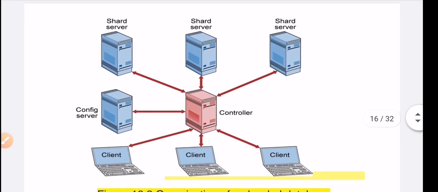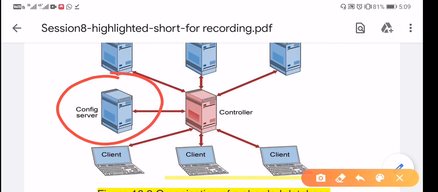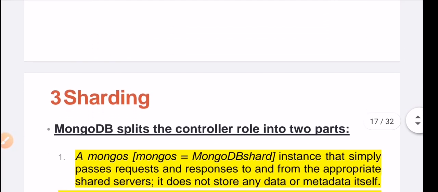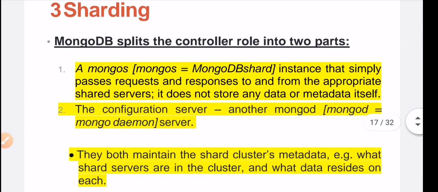Okay, this is our figure now. We have the controller in the middle, and we have the shards on the top, 3 shard servers, and we have the config server, and then we have the clients here. So we want to explain this figure and the contents of this figure.